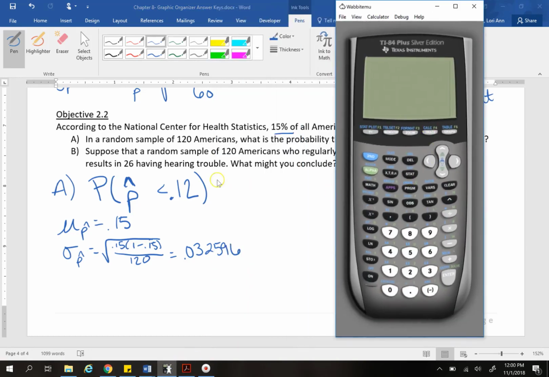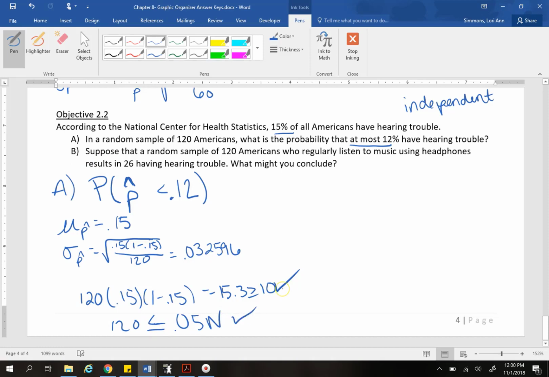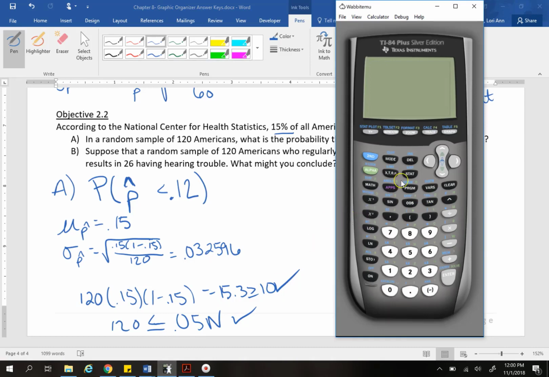So we're working with probability under a normal curve. Well, is it normal? We better check that first. So we have n, which is 120, times p times 1 minus p. That is equal to 15.3. So that is normal. And we can say 120 is less than 5% of your population of Americans. So that's satisfied as well. So then we can go ahead and use number 6 on our calculator sheet.